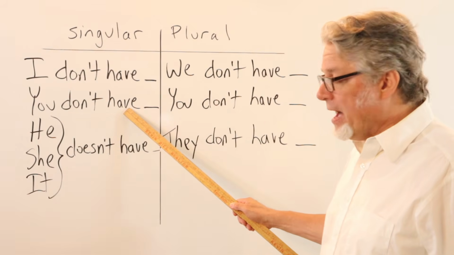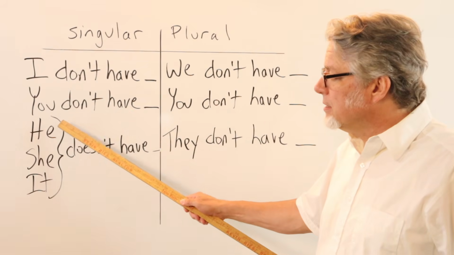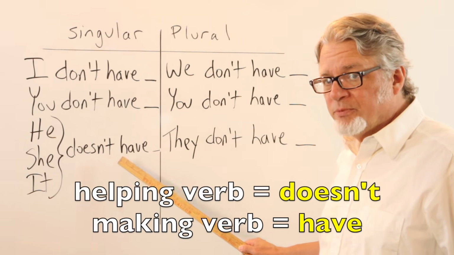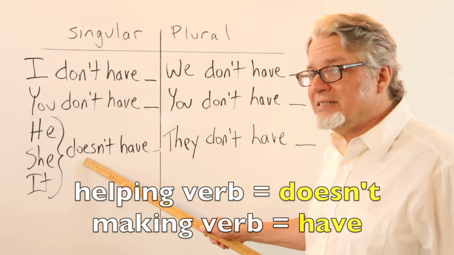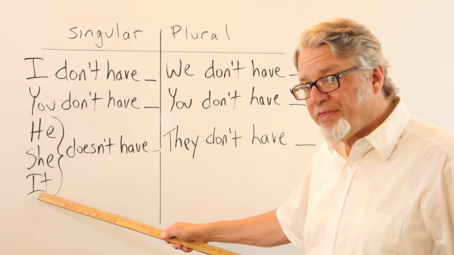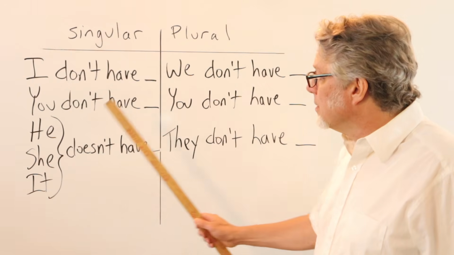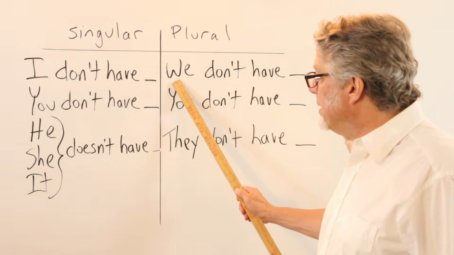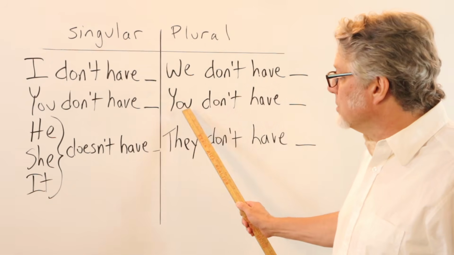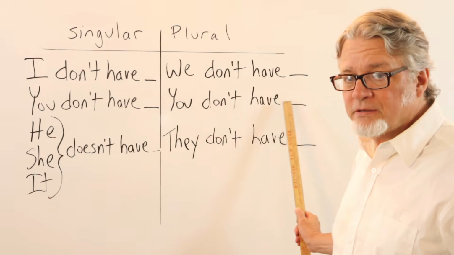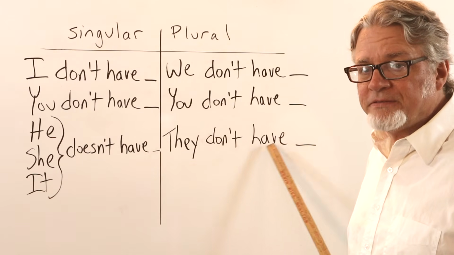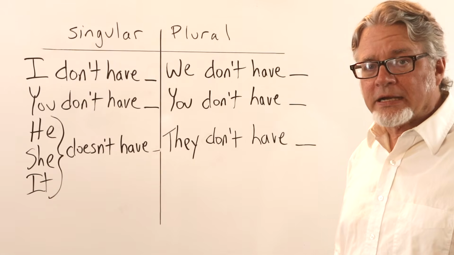You don't have. He, she, it doesn't have. In the present tense, use doesn't for a man, a woman, or a thing. In the plural, we don't have, and then the object. You don't have, and they don't have, and then the object.